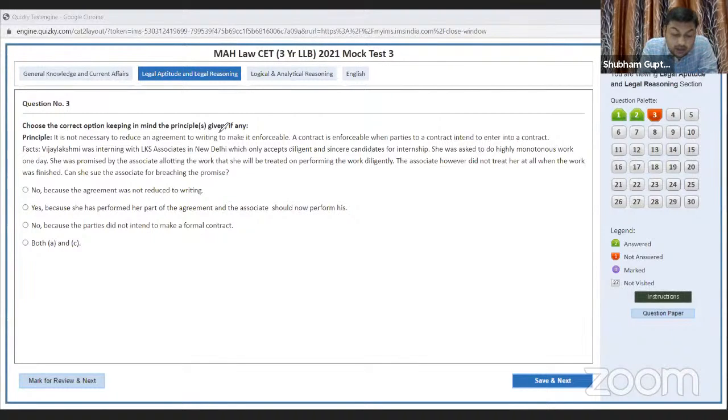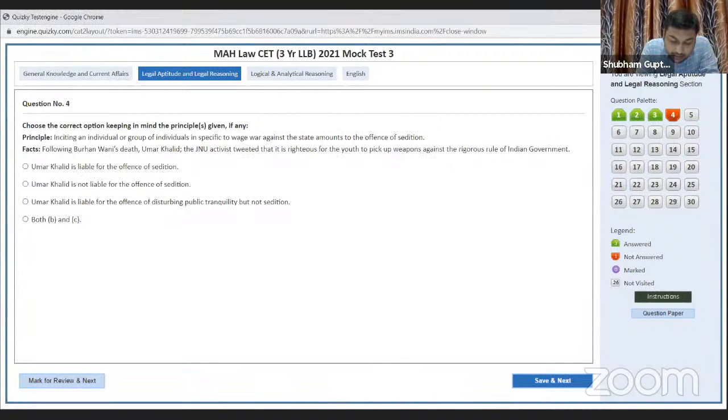Now, were they talking about a contract or was this a promise? It was a mere promise, and promises are something which are not sure to be kept. So I would say the answer should be either A or C. Let's read A: because the agreement was not reduced to writing. This does not apply, because it is not part of the principle. So I'll mark C and move.